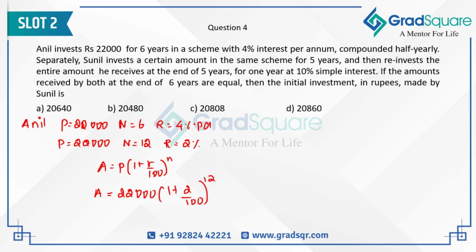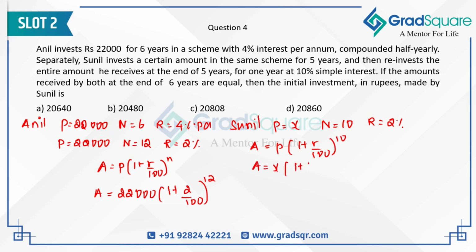Okay. Now Sunil. Now Sunil invests a certain amount. Let me take the amount as X and he is investing for 5 years. But interest is charged on half yearly basis. That means 5 years will have 10 six-month periods and rate of interest will be 2% for every 6 months. So amount received at the end of the 5th year is going to be P into 1 plus R by 100 to the power 10. That means amount will be equal to X into 1 plus 2 by 100 to the power 10. And this is the amount that is available with Sunil at the end of the 5th year.